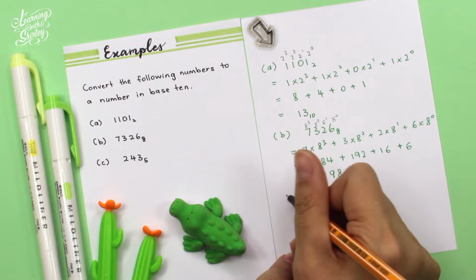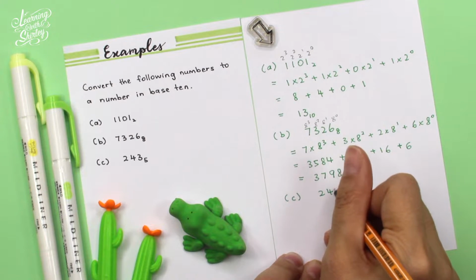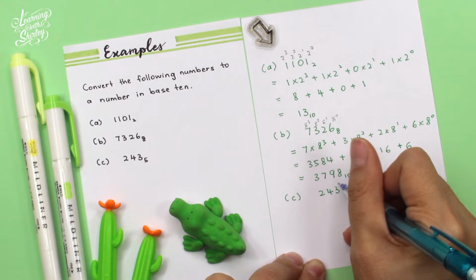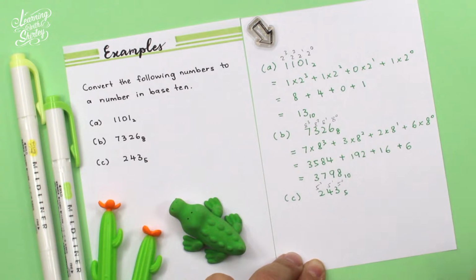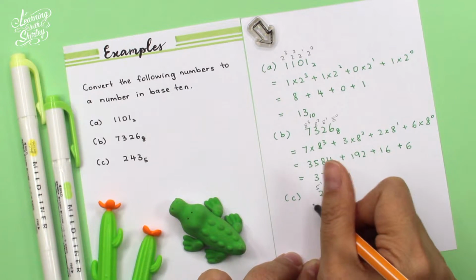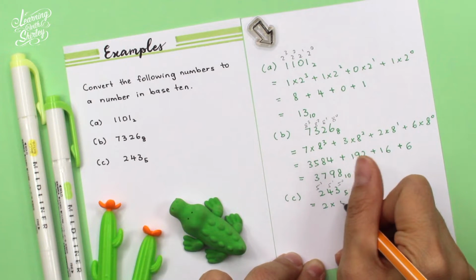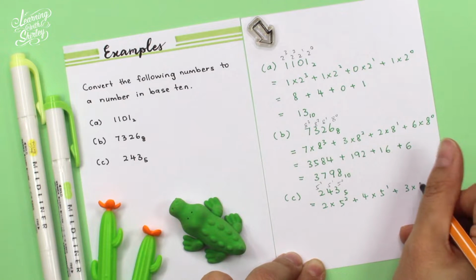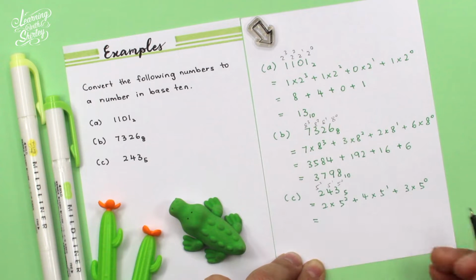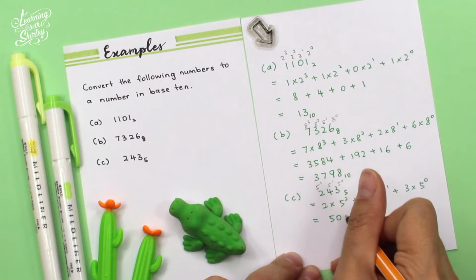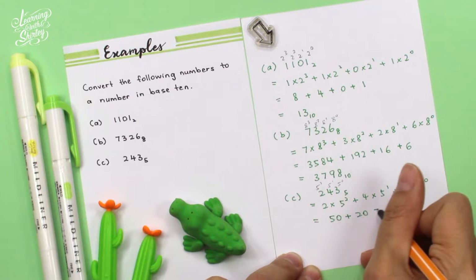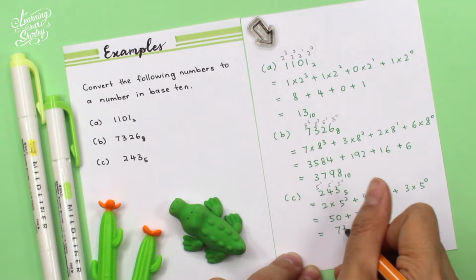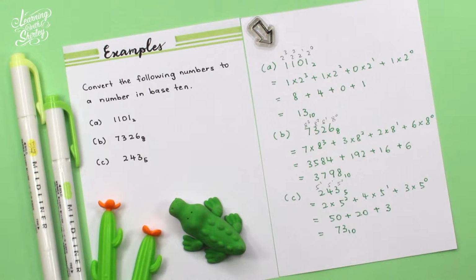Okay, as for C, 243 base 5. So I'm using the same way, using expanded notation way. So 5 power 0, 5 power 1, and 5 power 2. Okay? So equals to 2 times 5 square plus 4 times 5 power 1 plus 3 times 5 power 0. So equals, so 2 times 5 square is 50 plus 4 times 5 is 20 plus 3 times 5 power 0 is 3. And the answer is 73 base 10. So that's the answer.